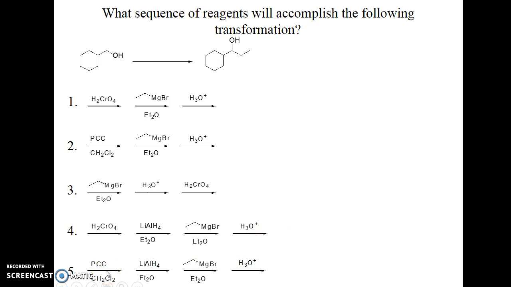If I take PCC, that would change this to an aldehyde. Lithium aluminum hydride would take it back to the alcohol. Ethyl magnesium bromide would deprotonate this, and then treatment with acid would reprotonate it, so we would end up with the starting material when you got through. So the only one that is going to give you that product is this one.